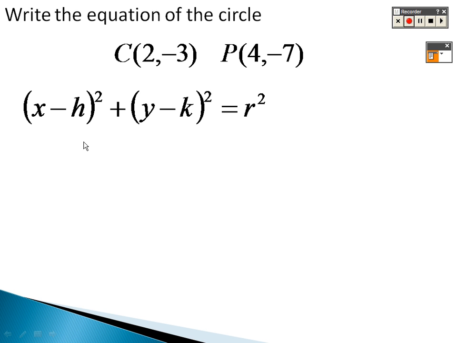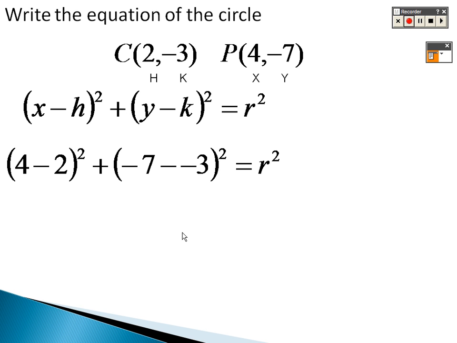Write the equation of a circle. Well, here's the formula, and we're given the center, and we're given a random point. That's h and k, that's x and y. So all I need to do is plug this in. There's the x, there's the y, that's h, that's k. So there's everything plugged in.